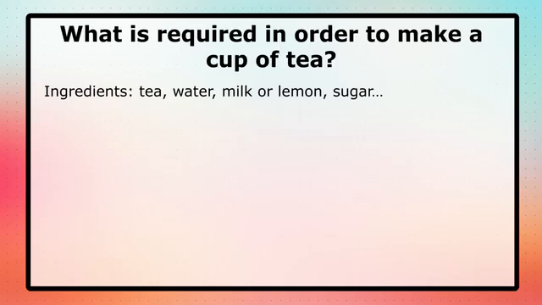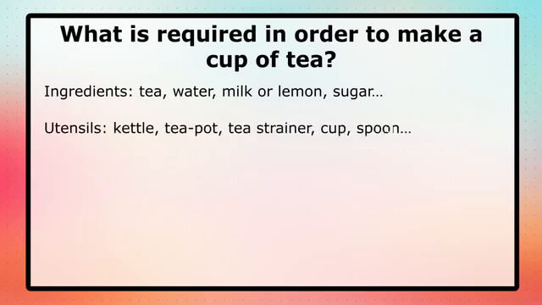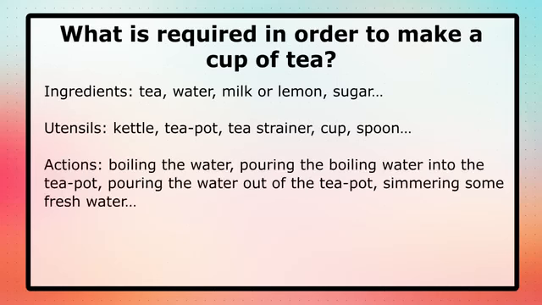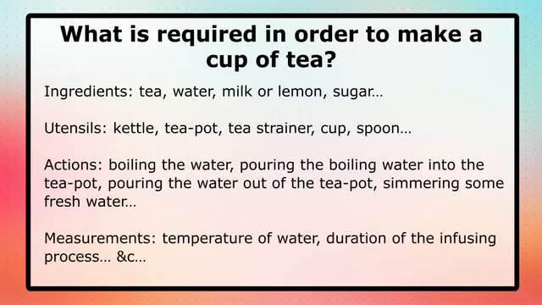What are the ingredients? Tea, water, milk or lemon, sugar. What are the utensils? Kettle, teapot, tea strainer, cup, spoon. What are the actions? Boiling the water, pouring the boiling water into the teapot, pouring the water out of the teapot, simmering some fresh water. What are the measurements? Temperature of water, duration of the infusing process.